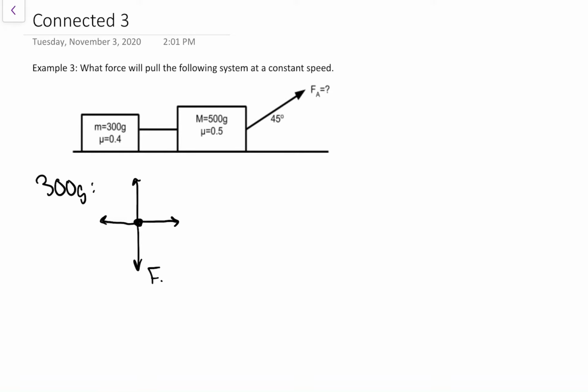Here's our little free body diagram. Gravity straight down, normal straight up, tension's pulling it forward, and friction's pulling it backward. There's not a lot going on with this one. With the 300 gram, there's nothing weird or vertical, nothing on a funny angle. So I know that normal, boring case, normal is equal to gravity. We could crunch out a number. It was 0.3 kilograms. So 0.3 times 9.8 works out to be 294.